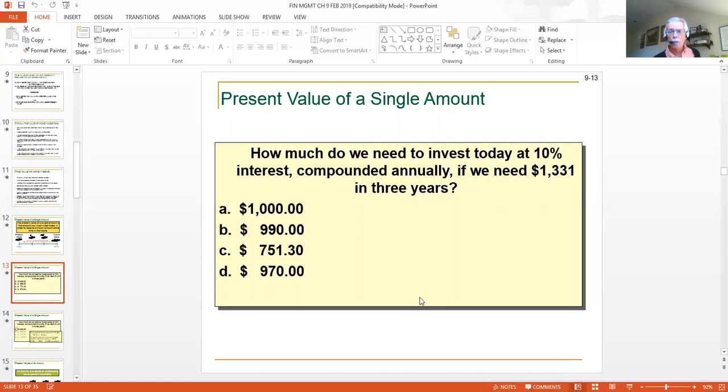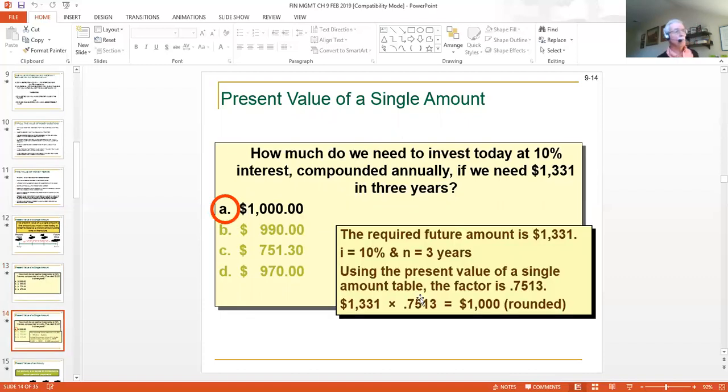To solve this problem, our rate is going to be 0.10. The number of periods will be 3. The future value amount is going to be negative 1331, and we solve. Having done that, you will get the answer of $1,000.